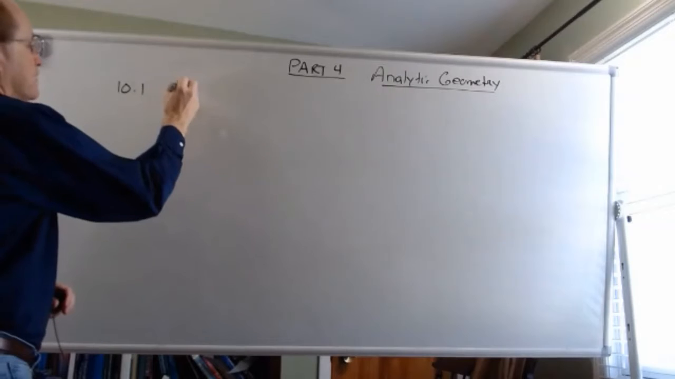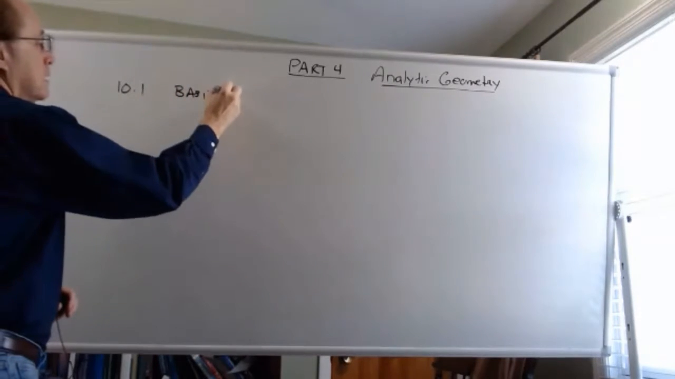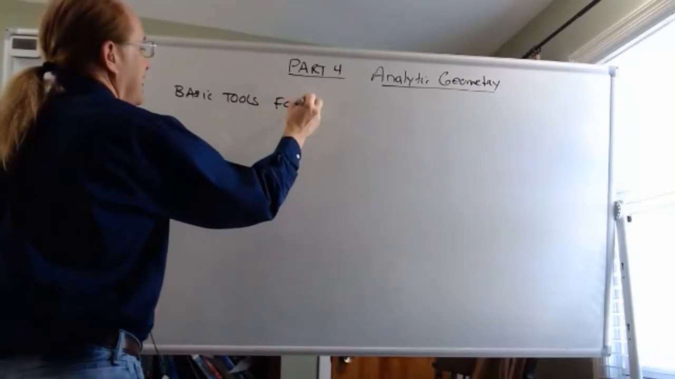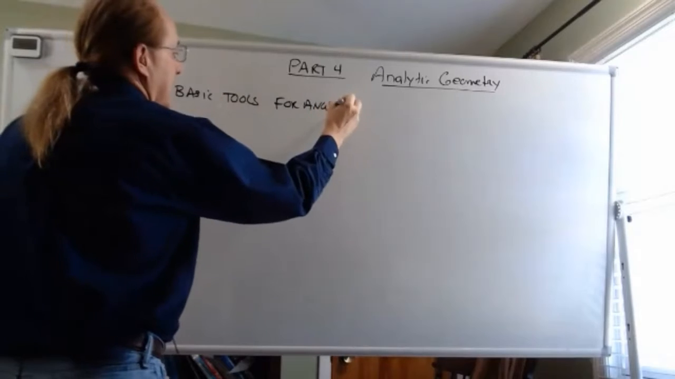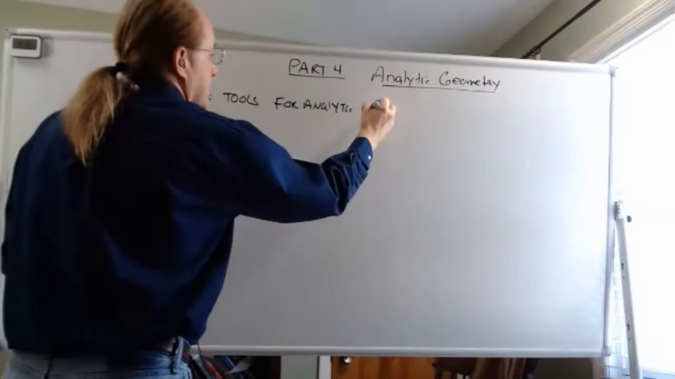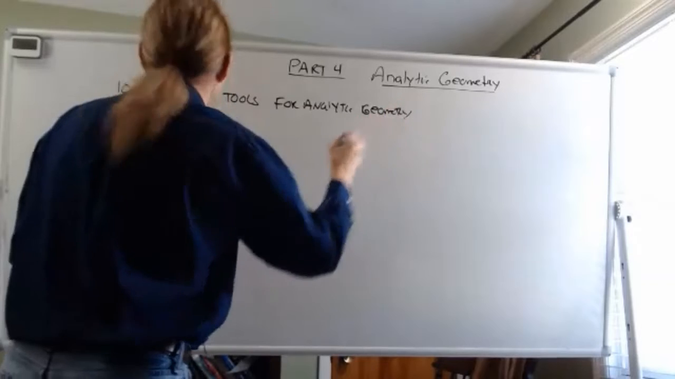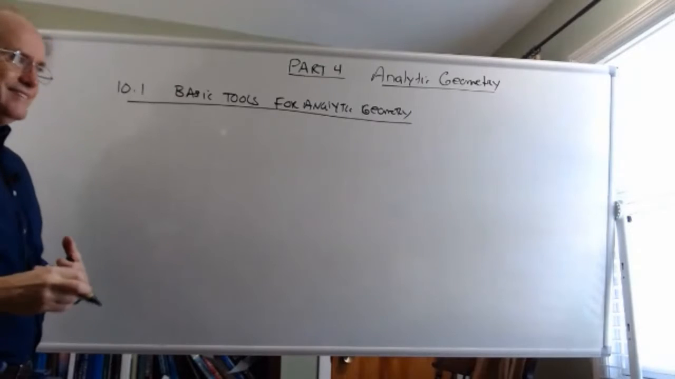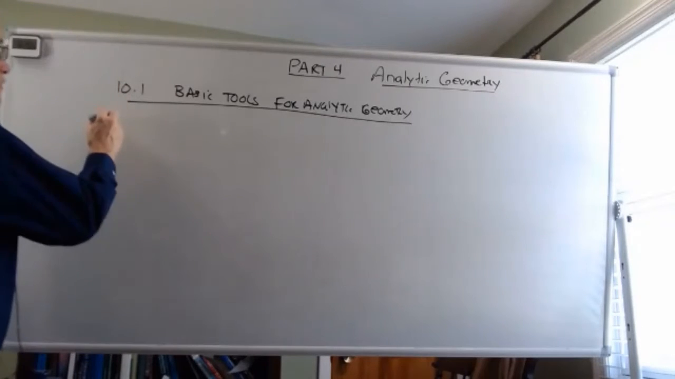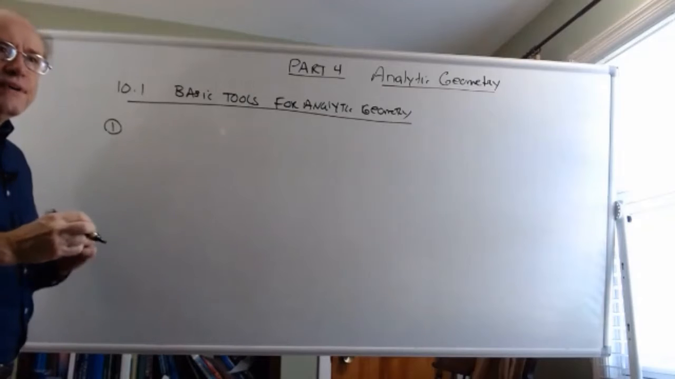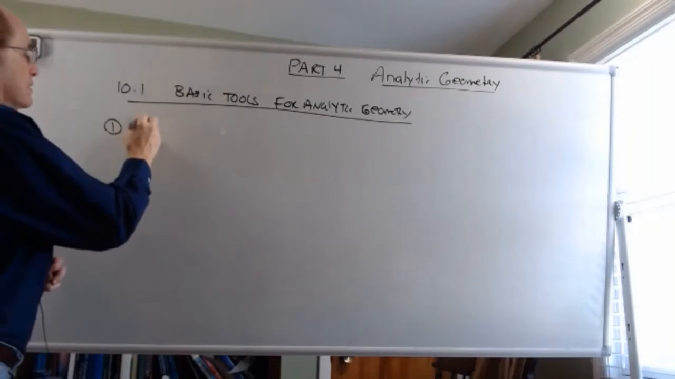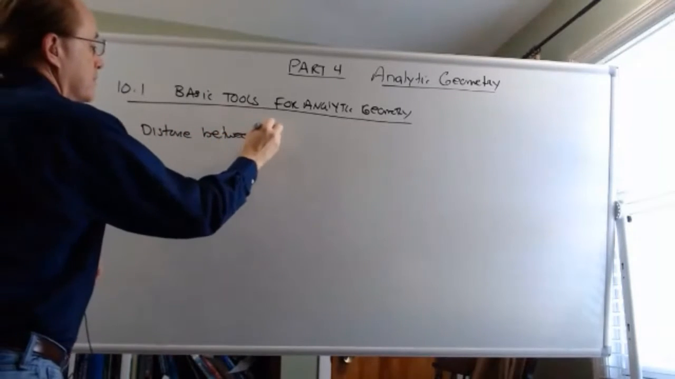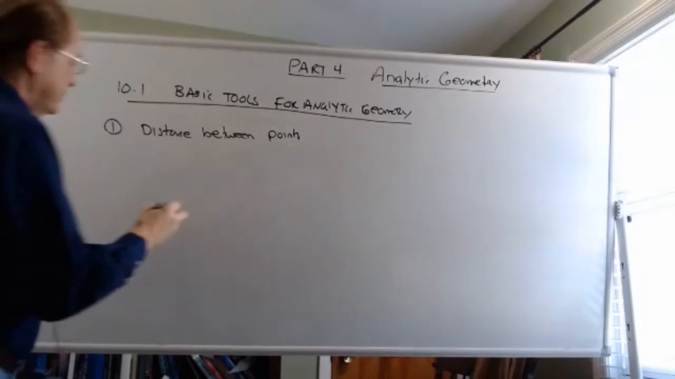And here are some basic tools for analytic geometry. These are more the geometric tools rather than the strict algebraic tools, although they look algebraic, but they provide us with geometrical insight. The first tool we're going to introduce is how do I find a distance between 2 points on a graph? Okay, so let's take a look at that.